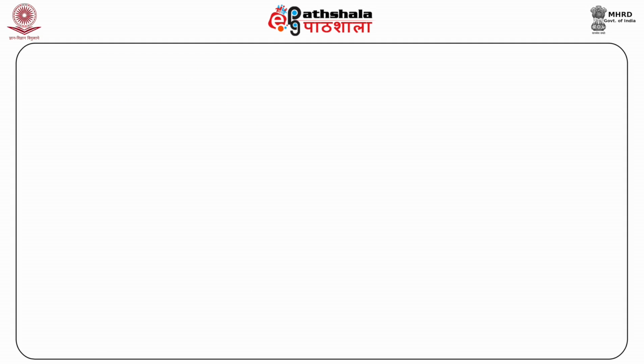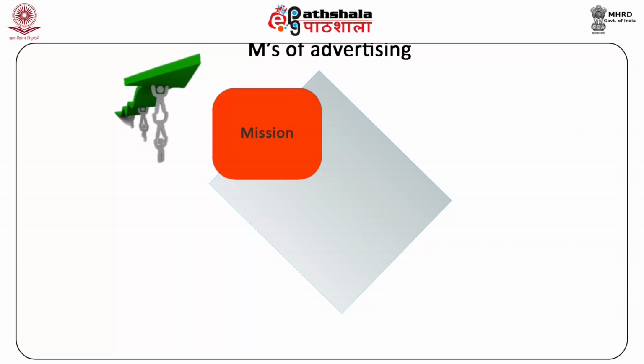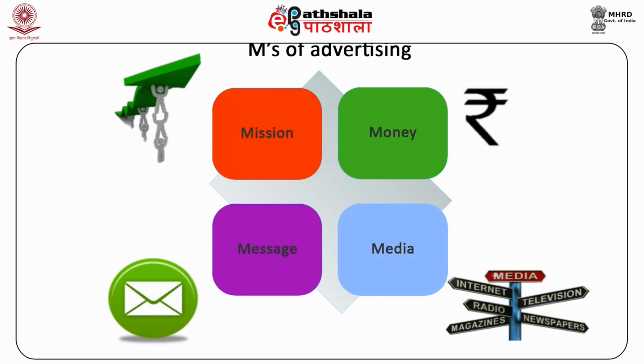A convenient approach to study advertising is to understand its M's, that is, mission, money, message, and media. Now we come to the first M of advertising, mission. Mission means objective. So we will discuss advertising objectives. Advertising objectives are very important because they provide direction and they show which way the entire ad is to look like. So the entire process of ad making is determined by the objectives.